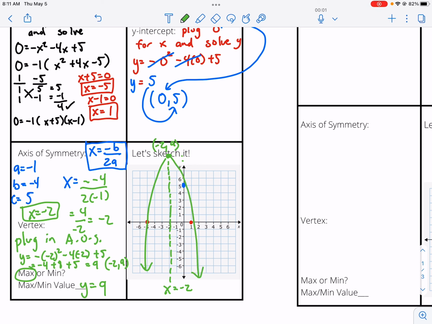Do try your best to make it a little curvy. Don't make it like a straight V, because it's not a V-shaped graph. Alright, let's try the next one together.